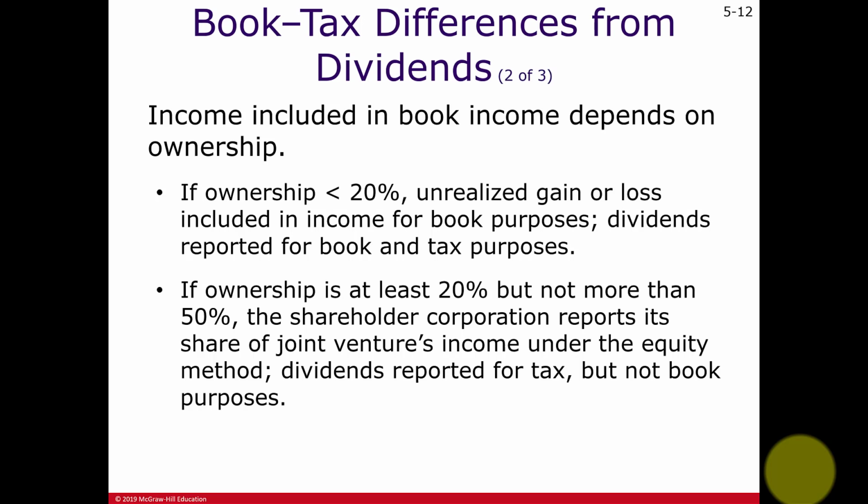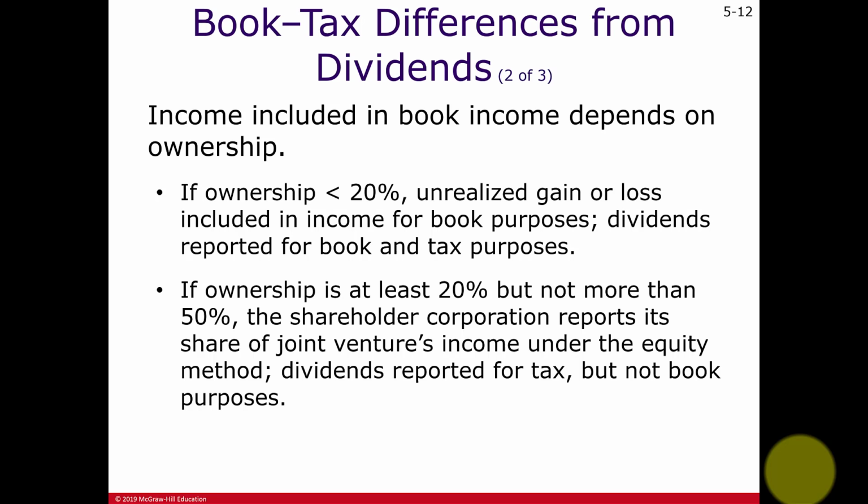Now, there is a related dividend received deduction for tax purposes that we'll see at the end of this second slideshow, this part 2 slideshow. But in all situations, we're looking at taxable dividends being reported on the return, all dividends.